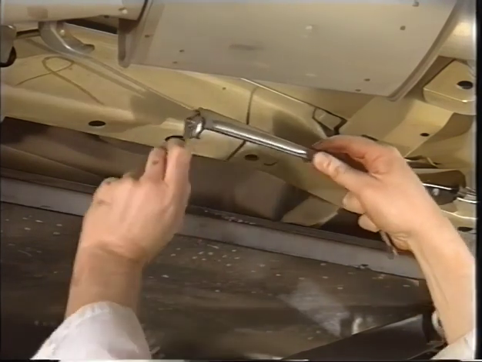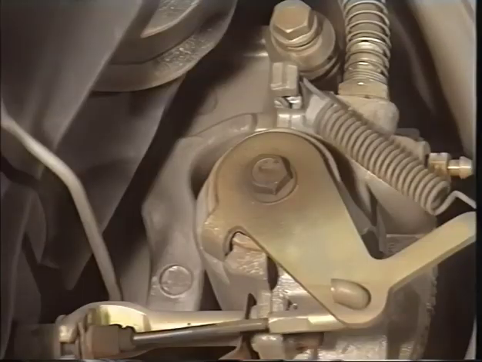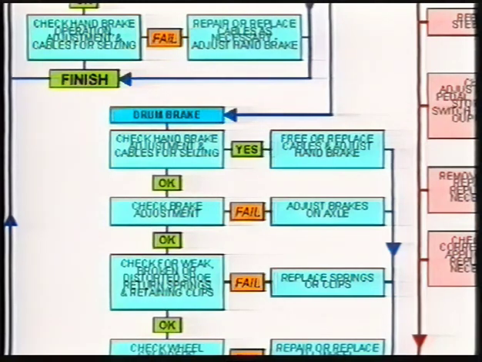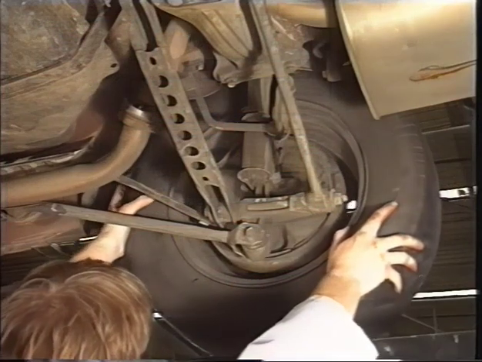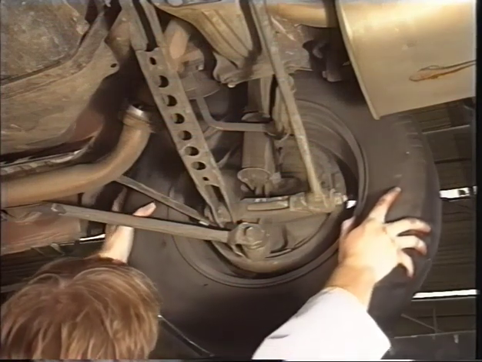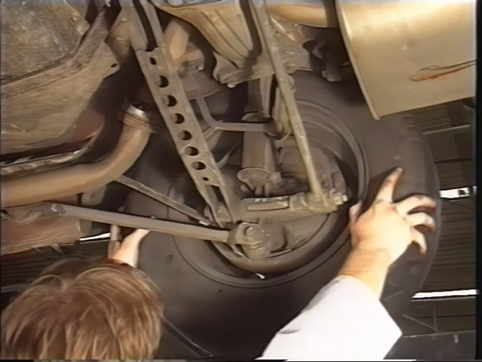If the levers prove to be free, the next check is the cables themselves. Have an assistant move the lever in and out while pulling on the cables. They should slide easily, and if tight, will require lubrication or replacement. Finally, ensure that the cables are adjusted as per manufacturer's specifications, and that the apply levers are back against their stops.